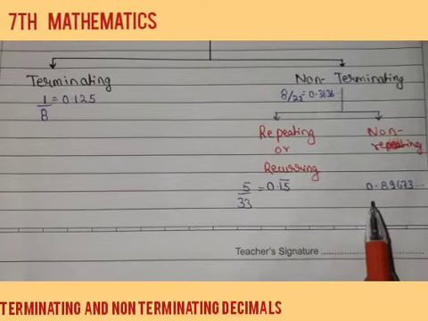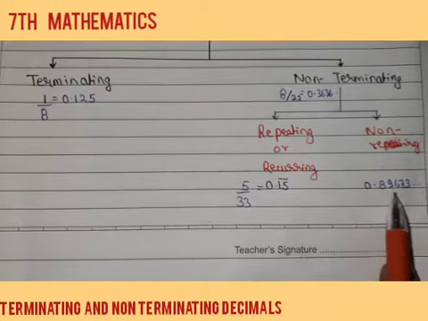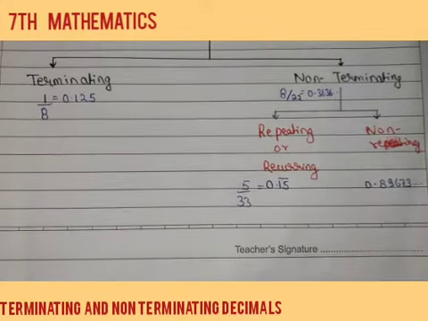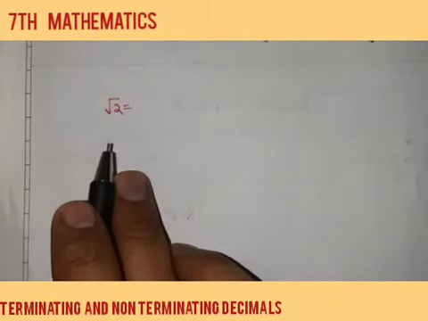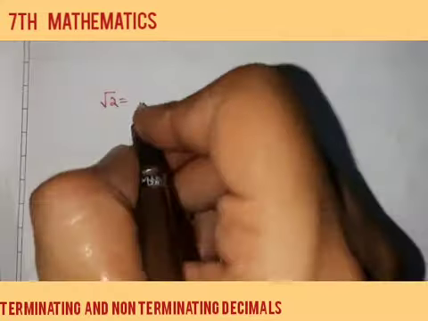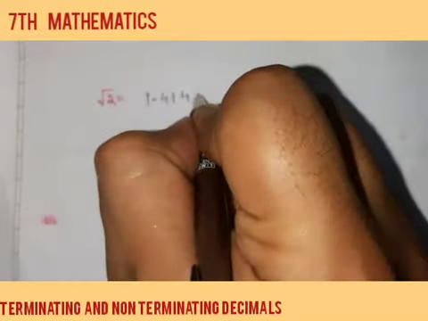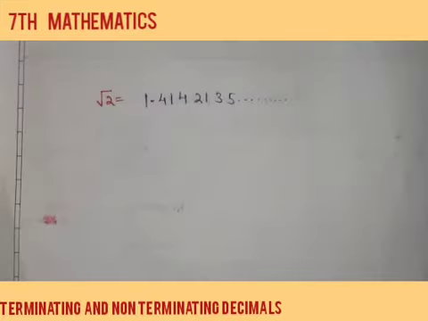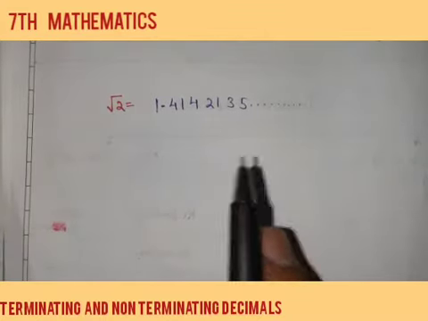Like you can see here, 0.89673. Now none of the digits is repeating, nor is it coming to an end. So such types of numbers are known as non-terminating, non-repeating. Let's see by an example. If we take the value of root 2, it is somewhat 1.414213 and on and on. That means neither are numbers getting repeated either in pairs or single, nor are they coming to an end.